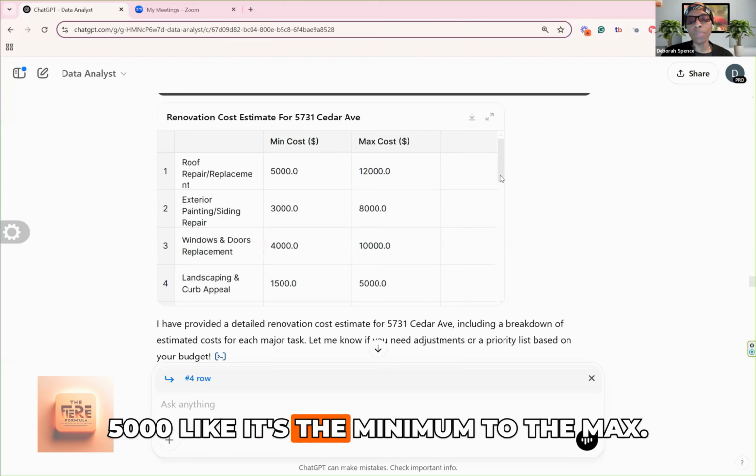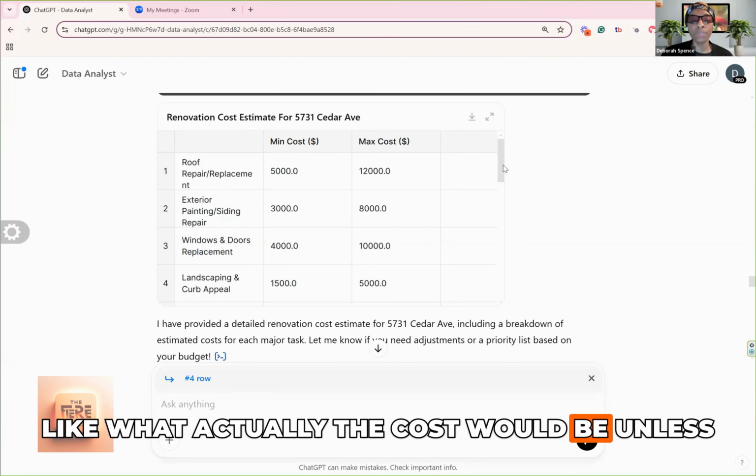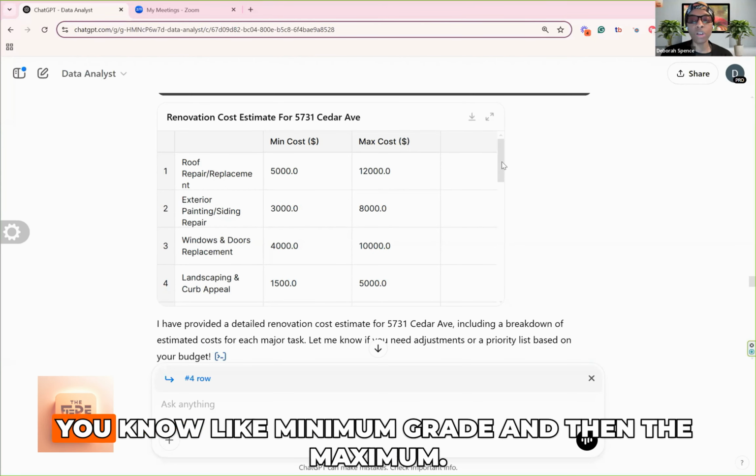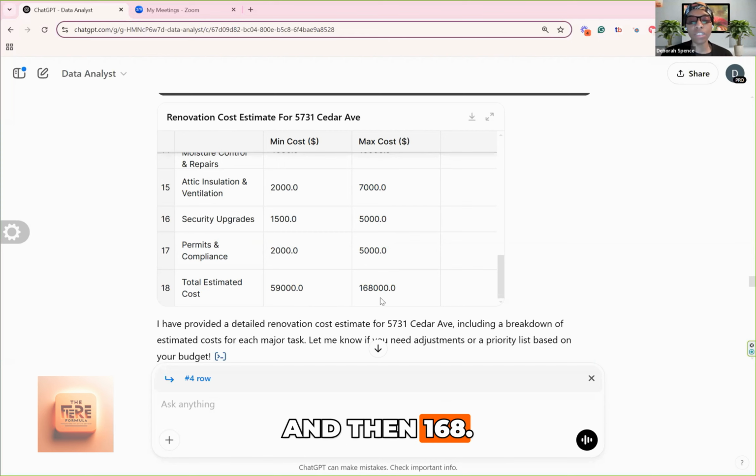5,000, like the minimum to the max, right? So you never really know what the cost would actually be unless you put in just a minimum grade and then the maximum. And so it came up with 59,000 and then 168.